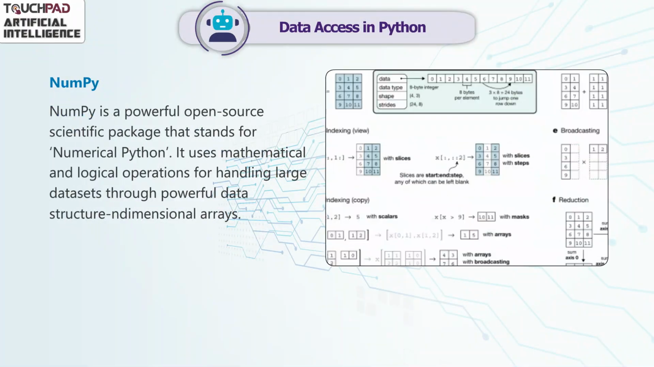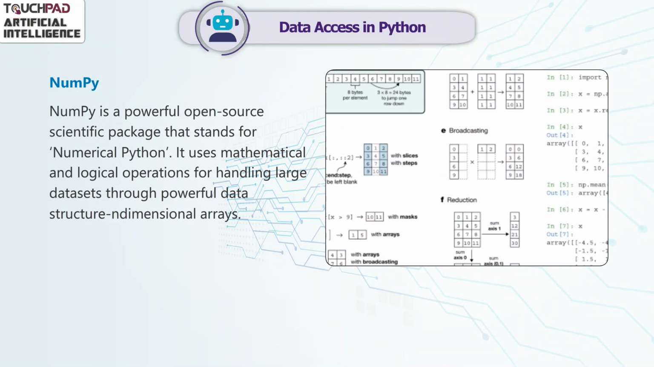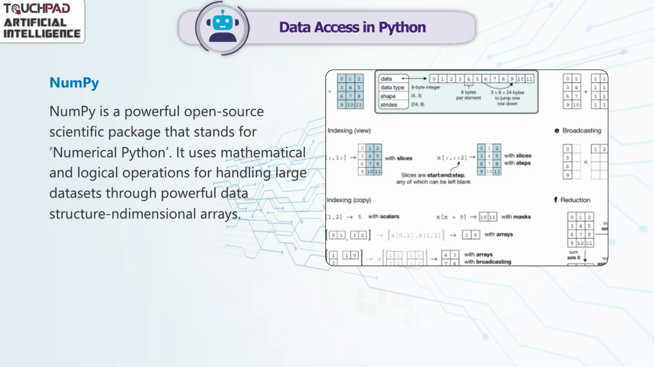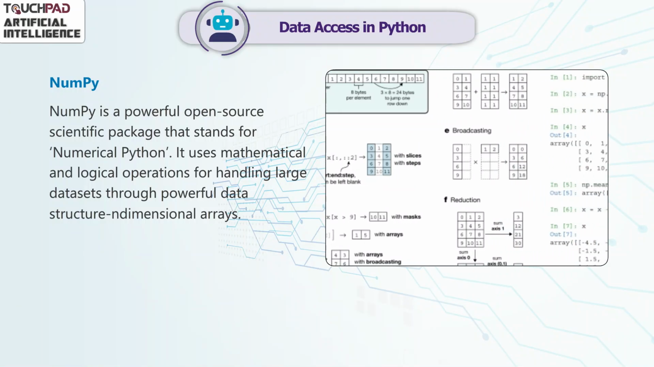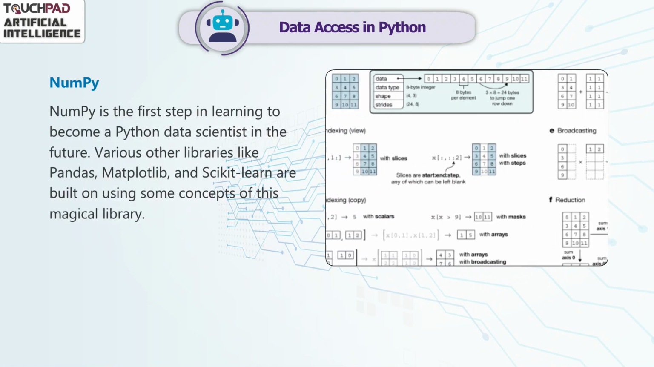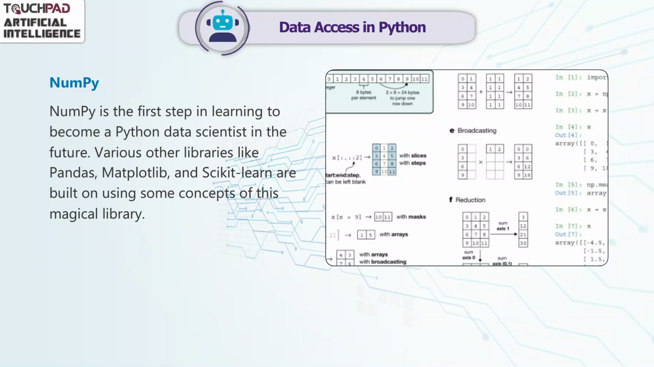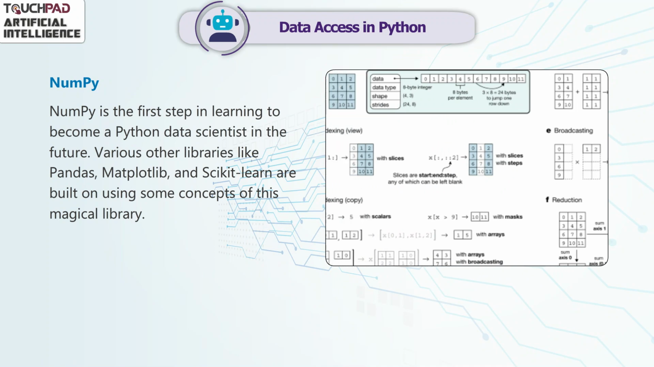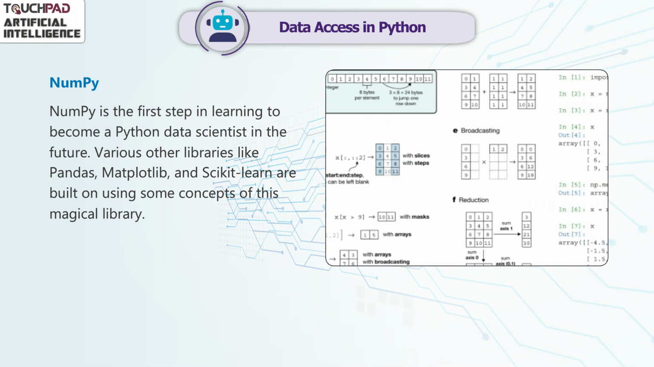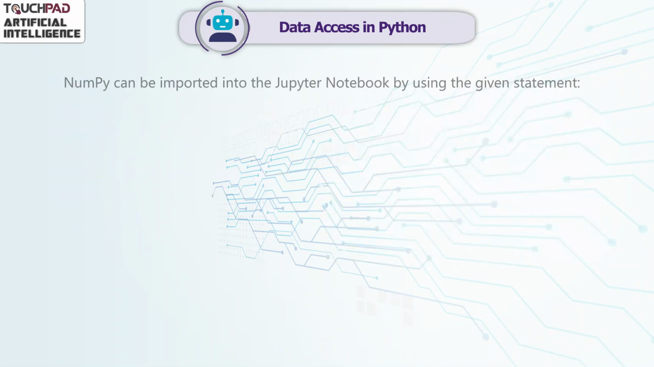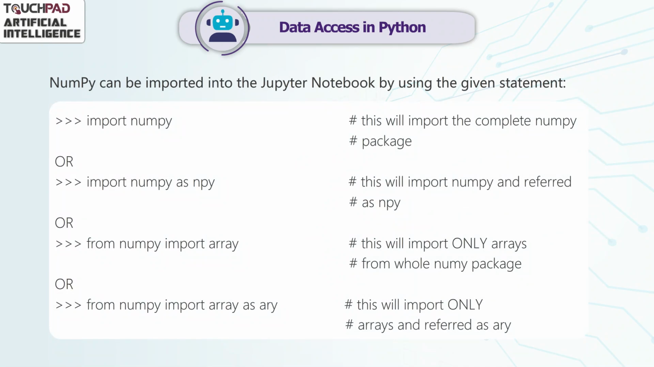NumPy. NumPy is a powerful open source scientific package that stands for Numerical Python. It uses mathematical and logical operations for handling large data sets through powerful data structures and dimensional arrays. NumPy is the first step in learning to become a Python data scientist in the future. Various other libraries like Pandas, Matplotlib, and Scikit-learn are built using some concepts of this magical library. NumPy can be imported into the Jupyter Notebook by using the given statement.